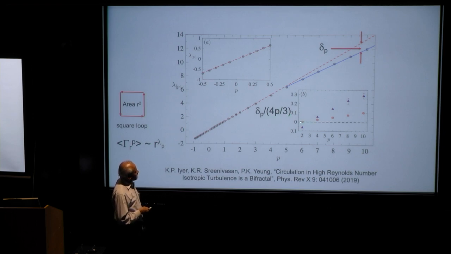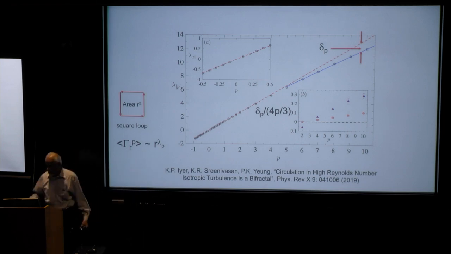So what is shown here in this insert is this difference, and you can see that for the circulation, it is like that, and 0 is the Kolmogorov value, whereas for structure functions and things like that, it is quite different from what you saw in much higher. So I think this is why we called it circulation in high Reynolds number isotropic turbulence a bifractal, because this is one fractal, space filling, another slightly less so, that is 2.5 units.